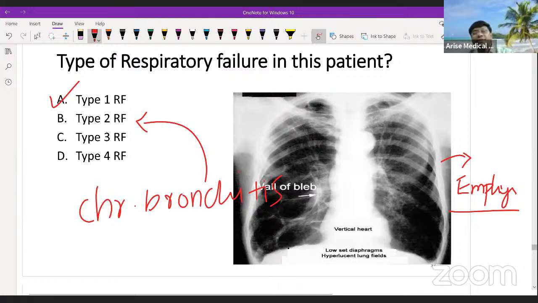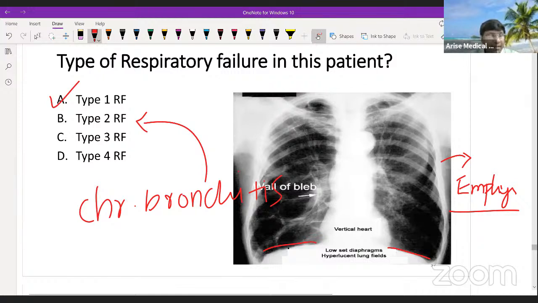Yes, tubular heart is seen. Very good, Raja. Now, why do you think that it is emphysema? You have bilateral hyperlucent lung fields. That is one thing. The second thing is the presence of the tubular or vertical heart. And the third important thing is the presence of the low set diaphragm. The diaphragm is compressed downwards.